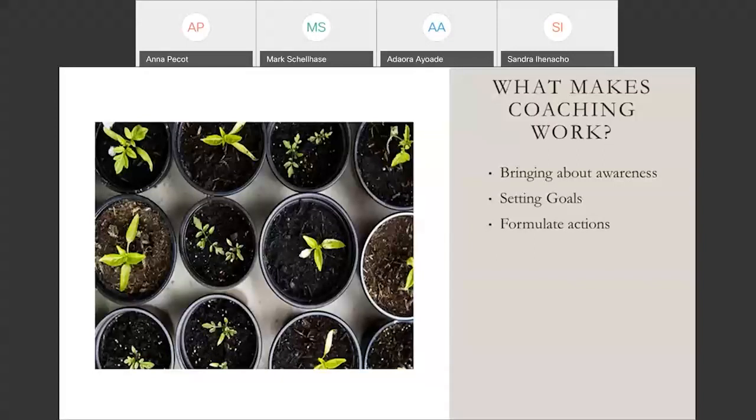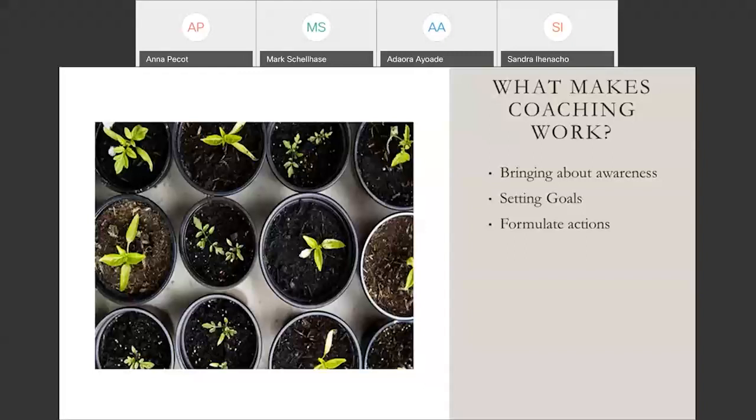Then last but not the least, formulate actions. I think Adaora has already shared with us the experience she had with her coaching clients that came and did not follow through. So it's very possible that the person did not even formulate actions, or maybe she did formulate and she did not follow through.